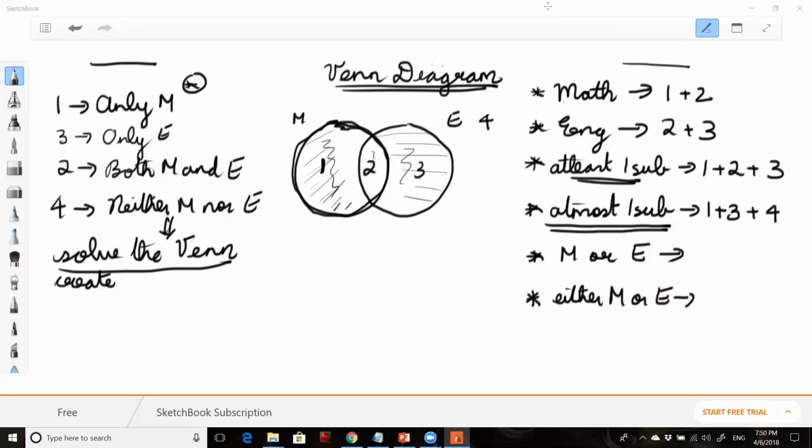When you say math or English, I want a person who's passed math or who's passed English. So I can take anybody from region 1 because that is a person who's passed math or English. I can also take a person from region 2 because that person has also passed math or English. I can also take a person from region 3 because that person also has passed math or English, right? So math or English basically means the union of the entire circles.